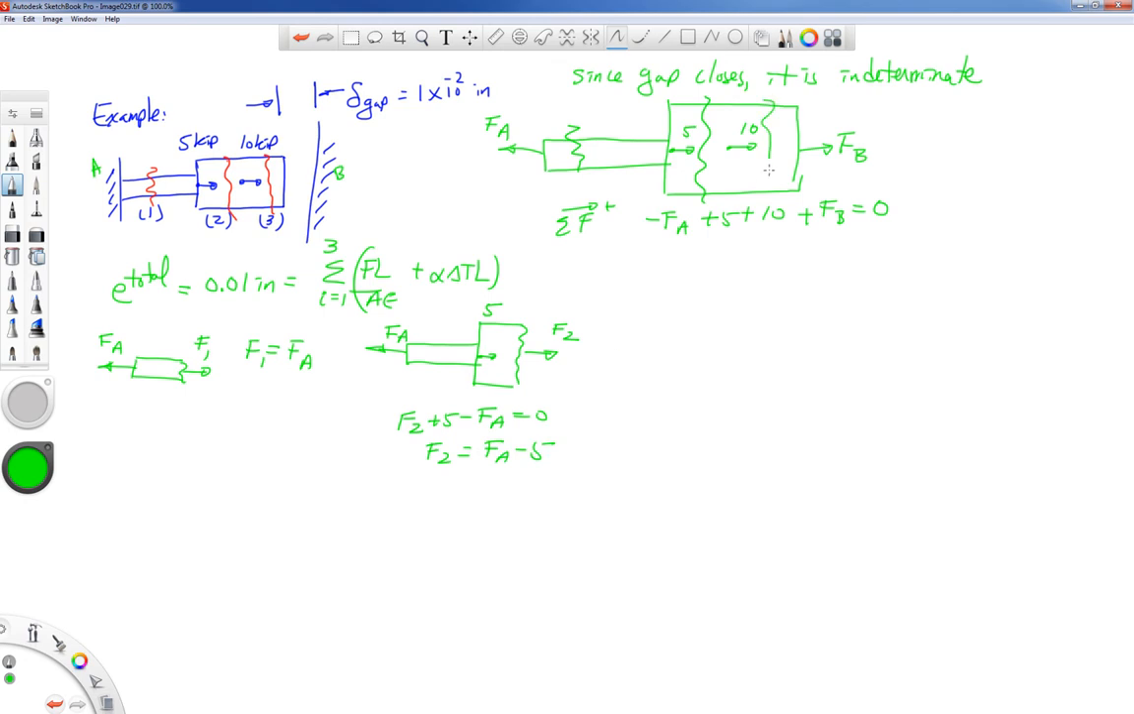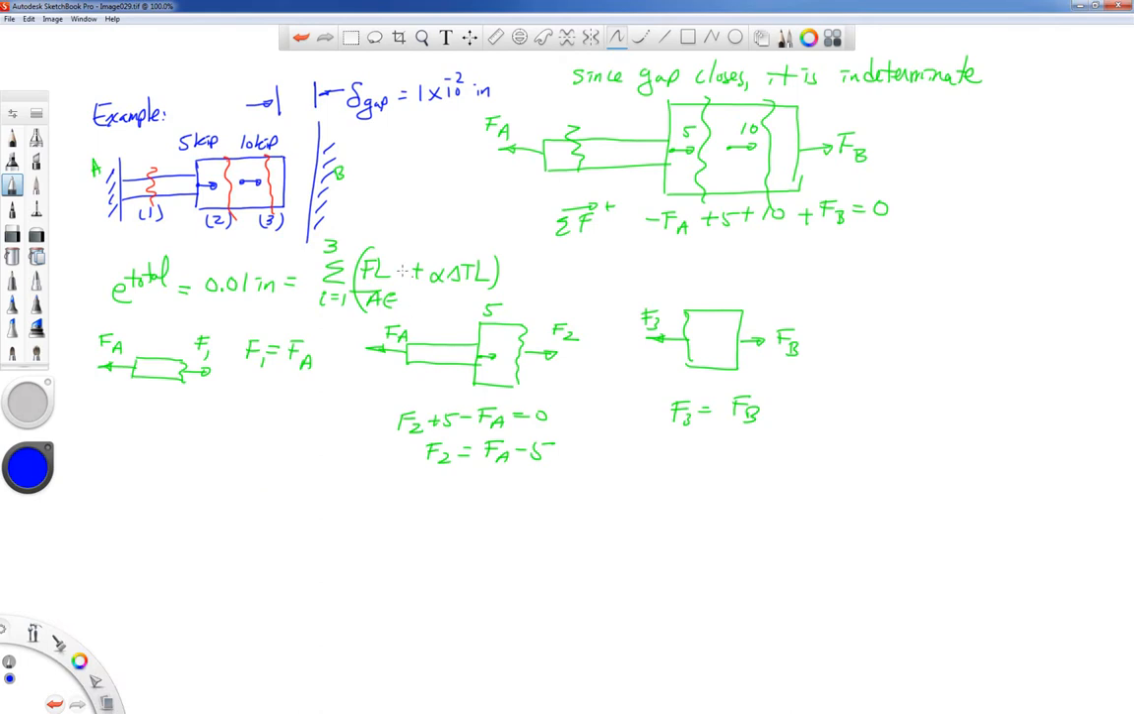For my third free body diagram, I'm going to cut and look to the right. There's FB, and there's F3. It's easy to see that F3 is equal to FB. I'm going to switch back to blue, since that green's a little bit hard for me to see.